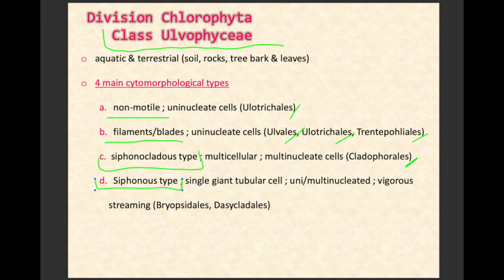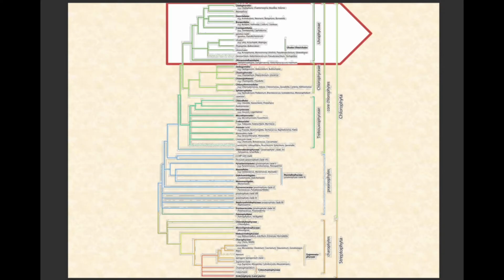Ito yung makikita nyo in certain vigorous streaming representatives like your Bryopsidales and your Dasycladales. So isang cell lang yan. Minsan uninucleated yung cell na yon or multinucleated, pero Siphonous type yung tawag natin doon. Pag isang cell lang, pag Siphonocladus type, multicellular, multinucleated. Okay. Ayan. Okay. So, andito sila.